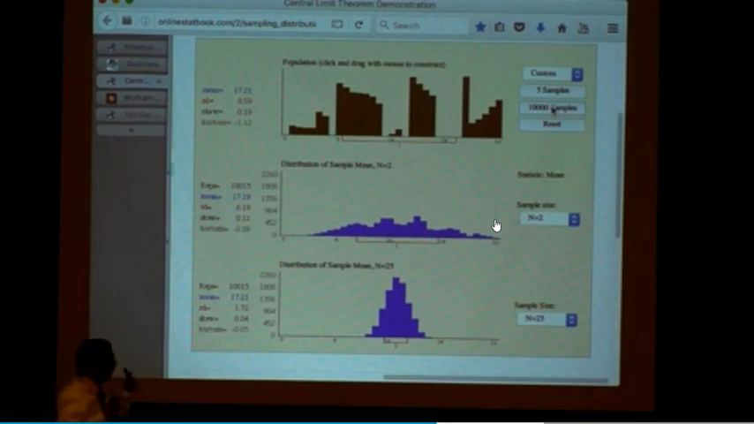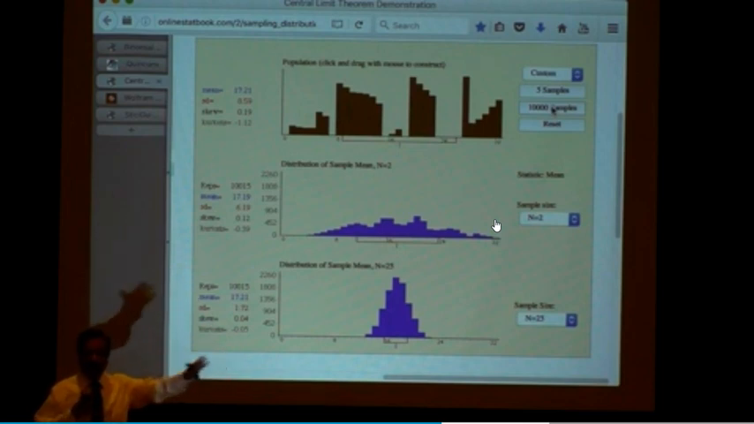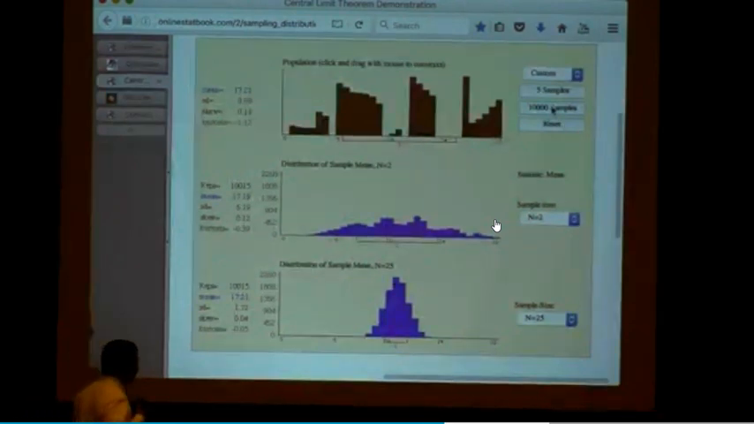Again, irrespective of how the population distribution is, the sampling distribution of means will always be normal, guaranteed. You cannot do anything. In this life, we have to live with that fact. It is going to be normal.